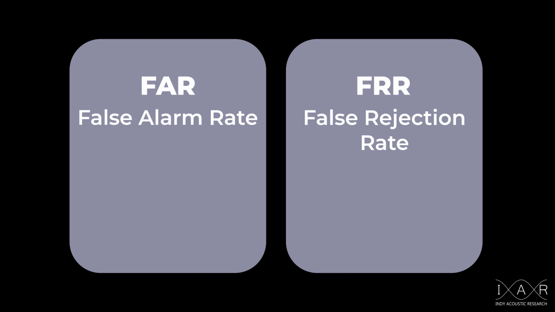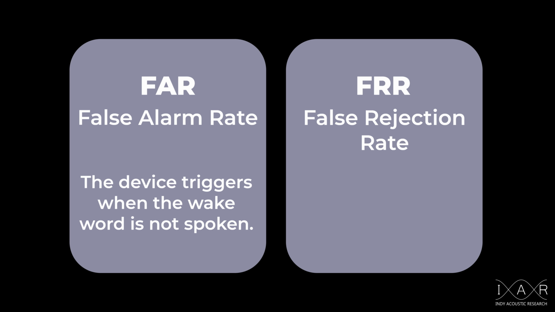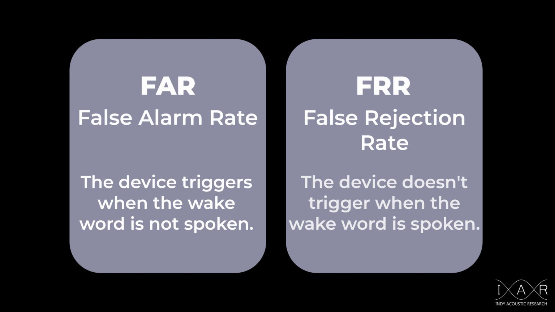False alarm rate is the number of times a wake word engine incorrectly detects the wake phrase in an hour. Ideally, the FAR should be as low as possible to avoid false activations. False rejection rate is the probability of the wake word engine missing the wake-up phrase. Generally, FAR and FRR are inversely related. Tuning the device to be more sensitive to wake triggers will improve FRR. However, it also usually becomes more sensitive to false triggers, FAR.